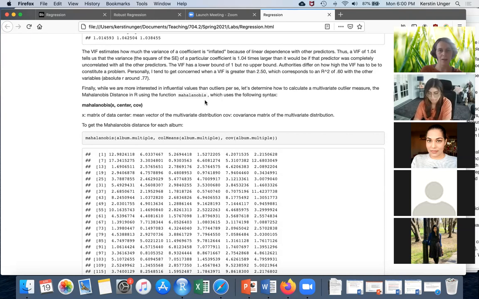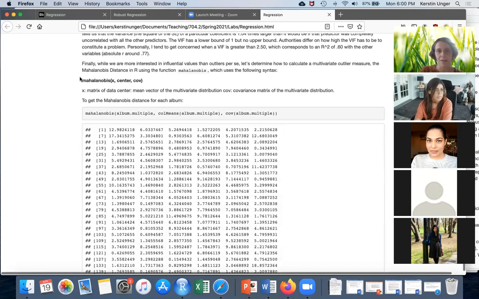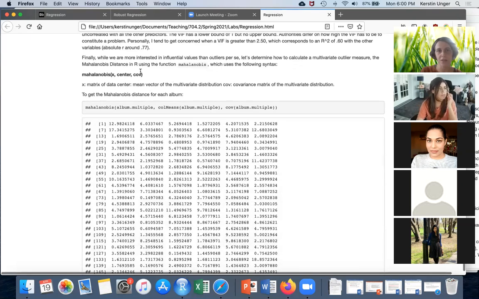So if we want to know whether we have any multivariate outliers, so outliers that are far away from our centroid, which is basically the mean of our multidimensional data cloud, right? How many dimensions our data cloud has depends on how many predictors we have. Here we have 3 predictors, so it's like 4-dimensional. And so what we need is the function mahalanobis that comes with the R base package and has this general syntax.